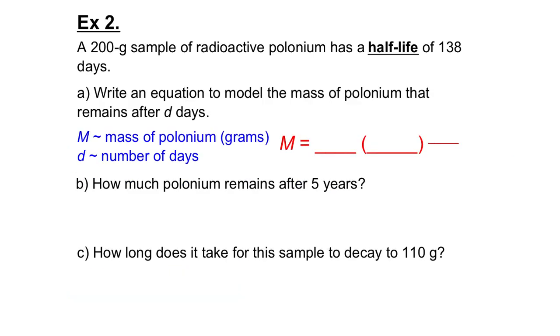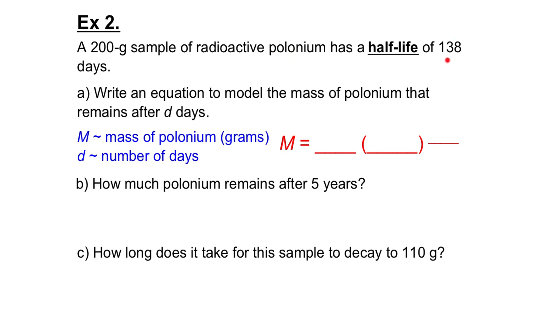Now in this example, it's talking about something called a half-life. I'll read the question, then I'll explain what a half-life is in case you don't know. A 200-gram sample of radioactive polonium has a half-life of 138 days. Let me explain what that means. You're starting with 200 grams of this polonium.